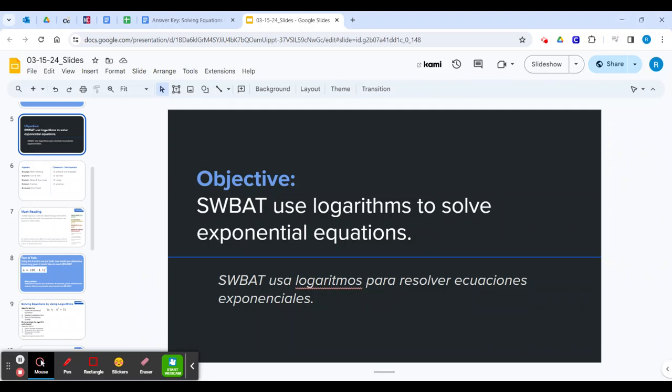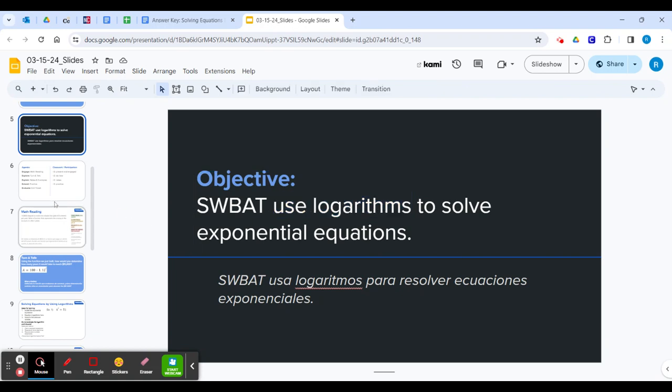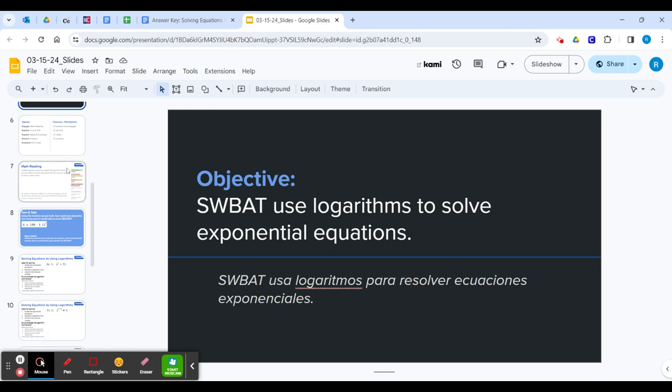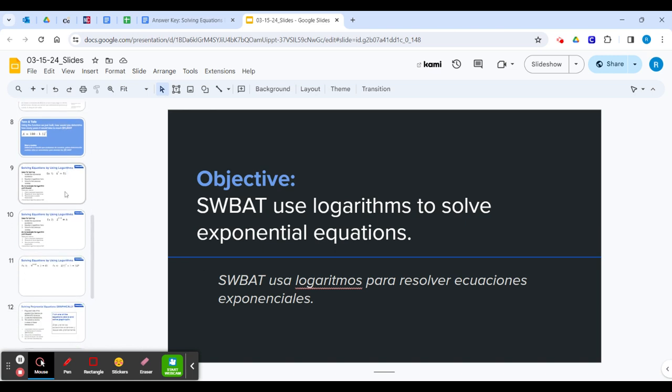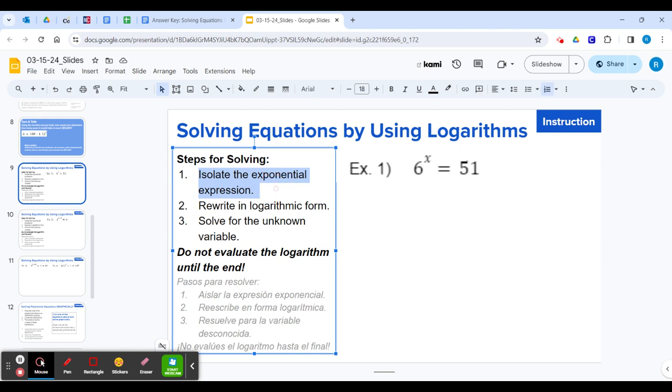Okay, so today's objective is to be able to actually use our logarithms, and we're going to specifically use these to help us solve exponential equations. So, really just diving into example problems today, because we're going to harness a lot of skills that we've used before. And the steps for solving these different equations: first, we're going to isolate the exponential expression. That means getting it all by itself. Then we'll rewrite our problem in logarithmic form, and we can then easily solve for the unknown variable.